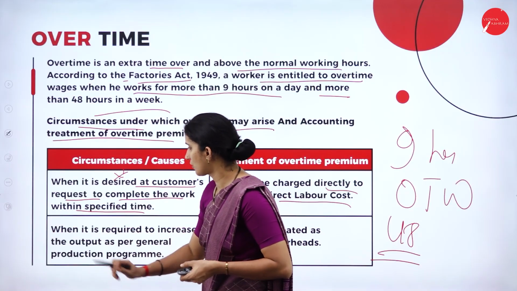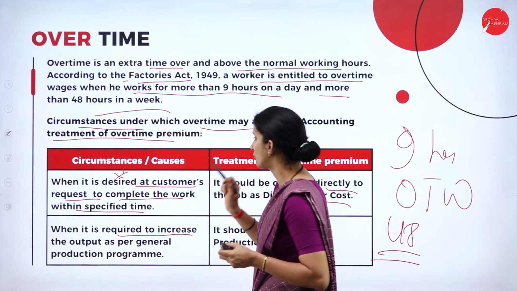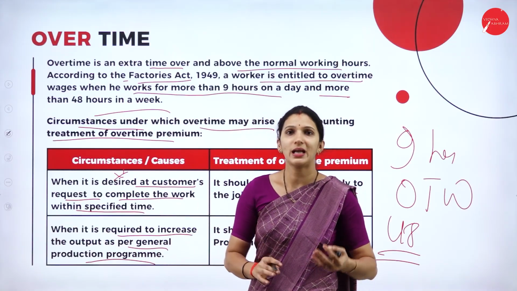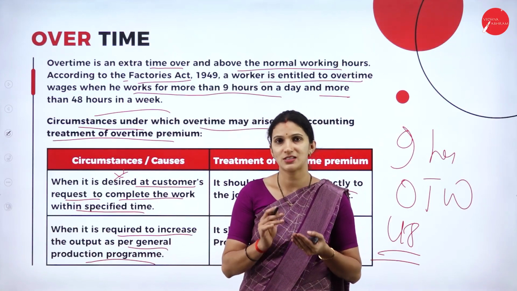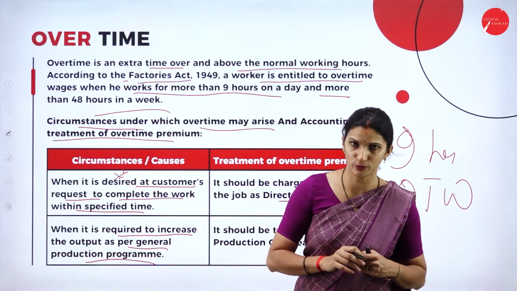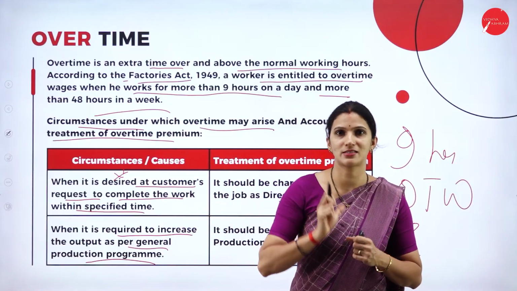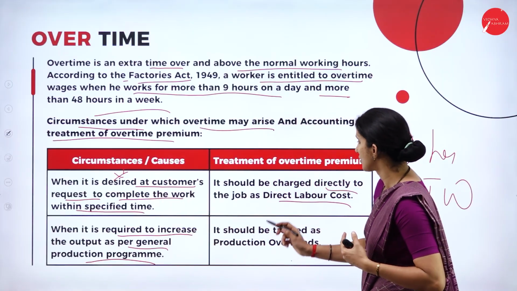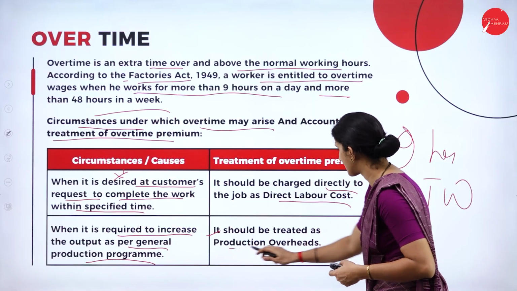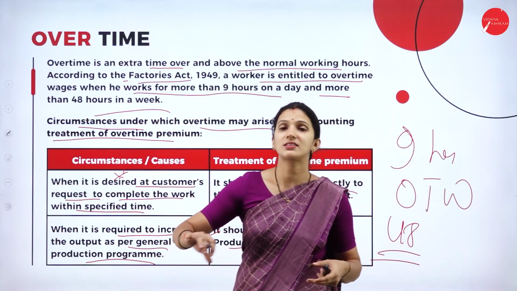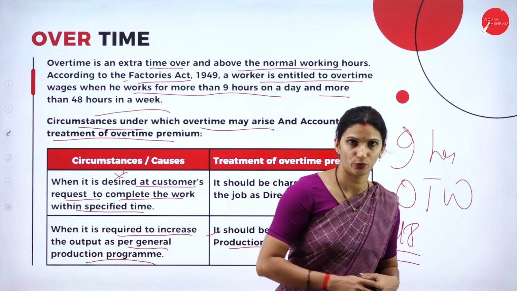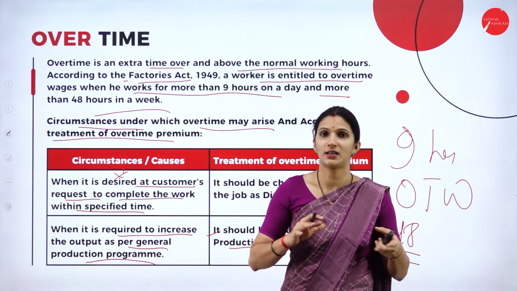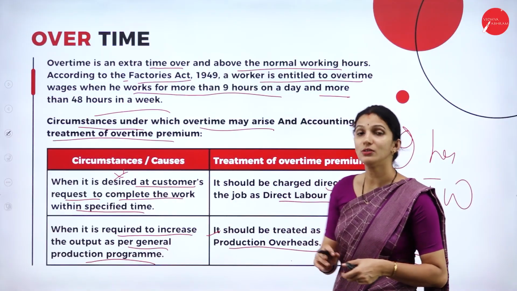And then another cause is when it is required to increase the output as per the general production program. Sometimes if the factories or organizations want to increase the production output, then the workers have to increase their working time. So that is another cause for overtime. Here it should be treated as production overhead. So how is it treated? It is treated under the production overhead.